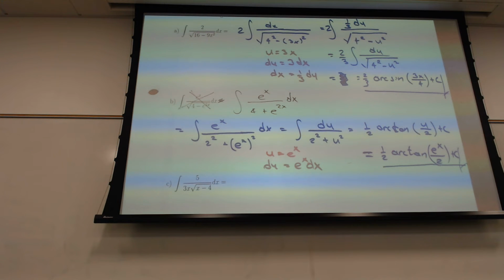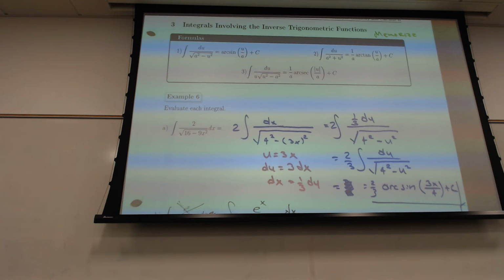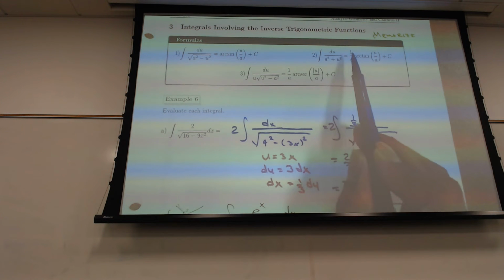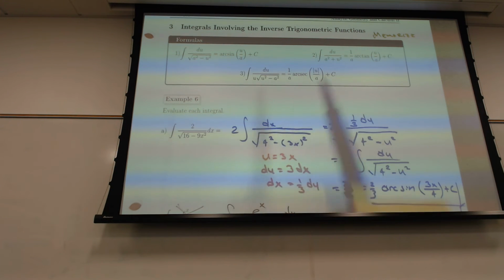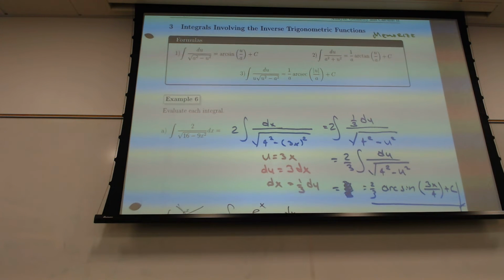Right. So let's look at the differences between these formulas. Notice the arctan formula has a 1 over a in the coefficient, as opposed to the arcsine. Also, the arcsecant formula has that 1 over a. All right.